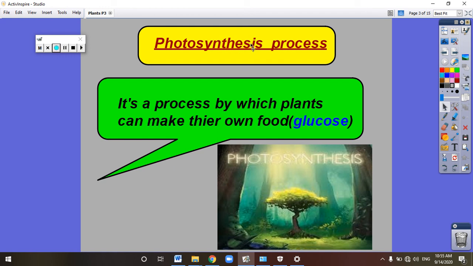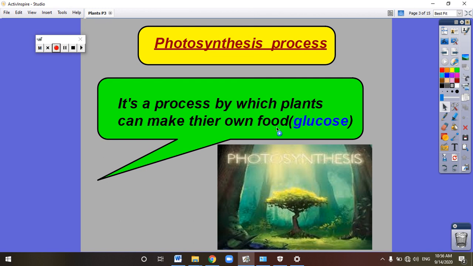So photosynthesis means what? Cooking. When the plant is cooking, the plant is doing what? Photosynthesis. So what is the meaning of photosynthesis? It's a process by which plants can make their own food.